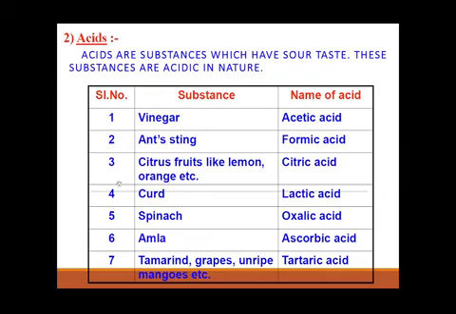So this sour taste of these substances, it is due to the presence of acid. And these are the names of the acid: acetic acid, formic acid, citric acid, lactic acid, oxalic acid, ascorbic acid and tartaric acid, which is responsible for the sour taste of these substances.